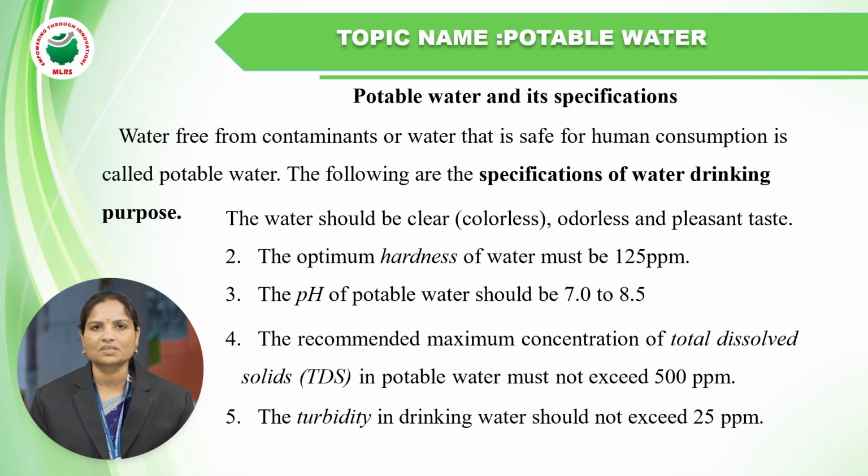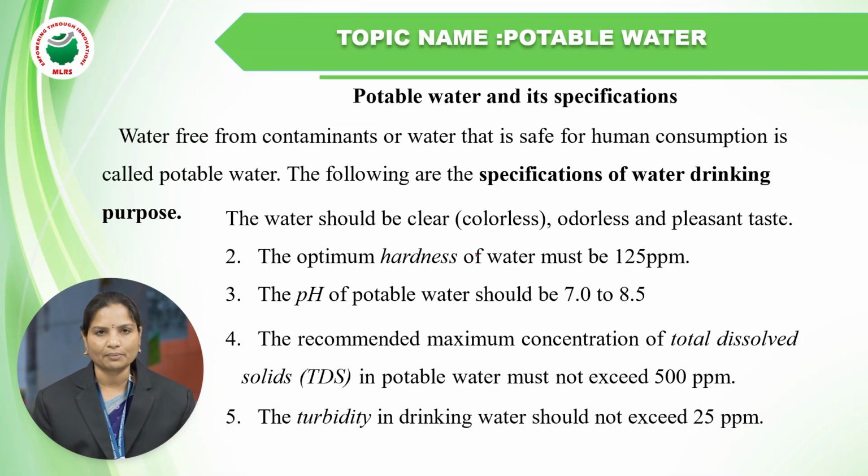Then what specifications or characteristics will be present in our potable water? If these specifications and characteristics are present in the potable water, only then can that water be utilized for domestic and also drinking purposes. Hence we call it potable water. So what specifications will be present in this potable water?